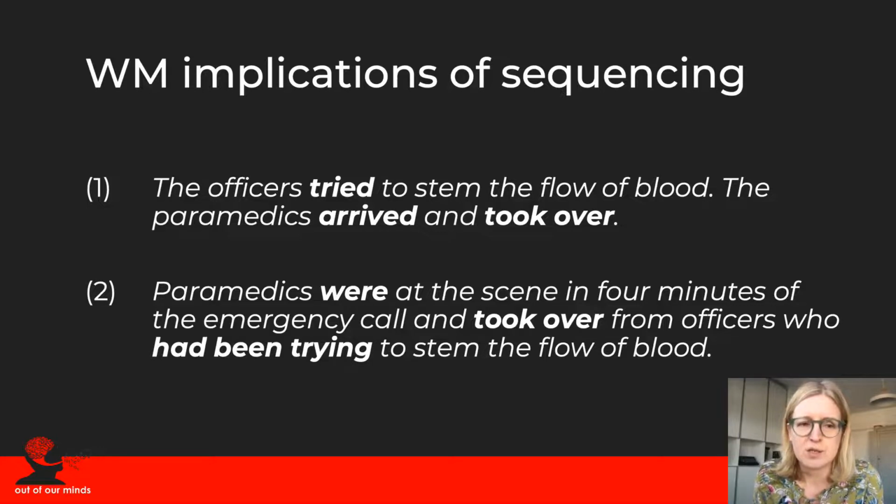This sentence expresses a particular sequence of events with simple past verb forms. But the second sentence squeezes in past perfect progressives, which requires reversing the order of events. So here you're saying paramedics were at the scene within 4 minutes of the emergency call and took over from officers who had been trying to stem the flow of blood. So you see that the way in which you sequence your events is reversed. It's straightforward in the sentence that uses the simple forms. It's very complex in the sentence that uses the more advanced tense aspect combinations. And it's no surprise, this is conceptually a much more complex operation to accomplish.